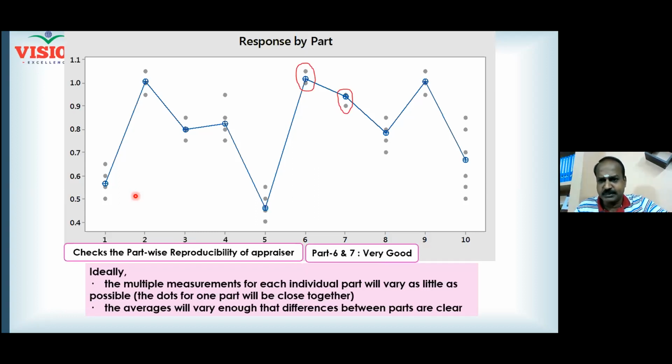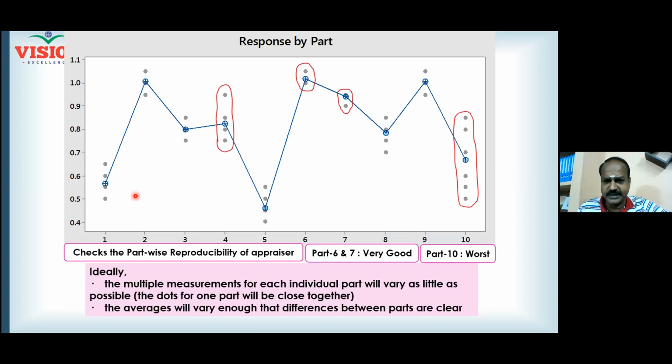Where is the reproducibility very bad? Part number 10, isn't it? So you get an idea where to focus to control the reproducibility. You can now look at part number 10, why the people or team is struggling to measure it, and you can help them learn more in that aspect. And here you can see the reproducibility is medium. In the same way, you can get an idea by looking at the dots for each of the parts. Is that clear?